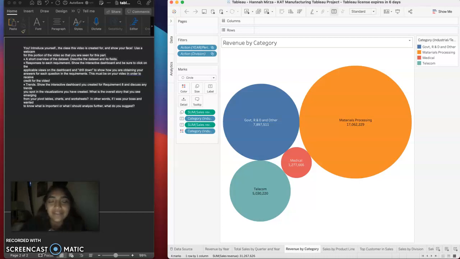Again, I'm Hannah Mirza. I am currently in the financial accounting class, and I'm going to be going over the CAT, or KAT, I don't really know how to pronounce it, manufacturing Tableau project that I created. This goes over all the sales revenues based on different categories and products all over the world. So let's get started.